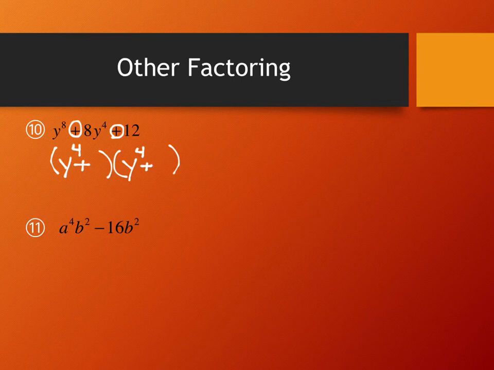And then, much like with the AC method, but I only have to consider C because A at the beginning is 1. I need 2 numbers that multiply to 12 and add to 8. 2 and 6 or 6 and 2.